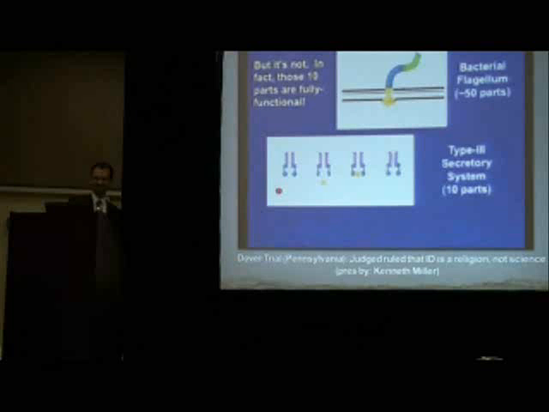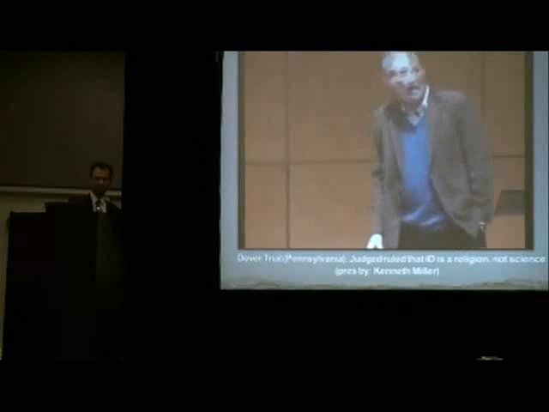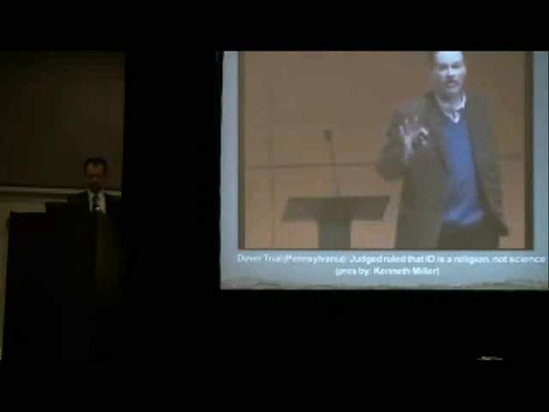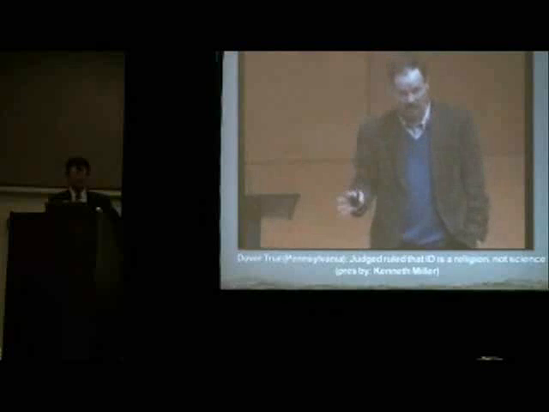The type 3 secretory system is a molecular syringe in which some of the nastiest bacteria on this planet produce toxic proteins, grab onto one of our cells, and inject those proteins into our cells. The bacterium that causes bubonic plague works this way. It's really nasty stuff. Well, guess what? The 10 proteins that make up the type 3 secretory system are directly homologous to the 10 proteins in the base of the bacterial flagellum. They don't produce movement. They're not a flagellum. But are they functional? They are fully functional.